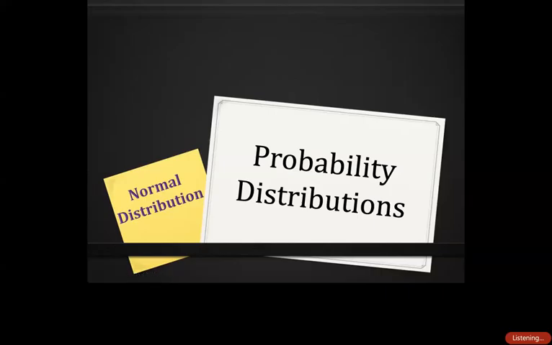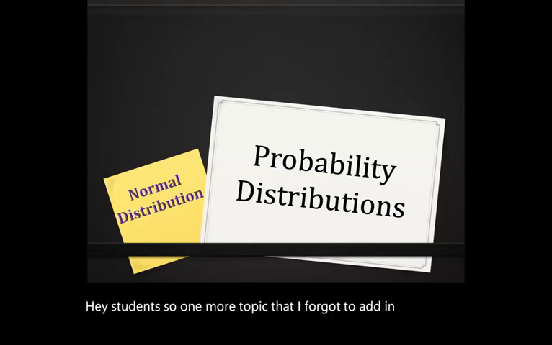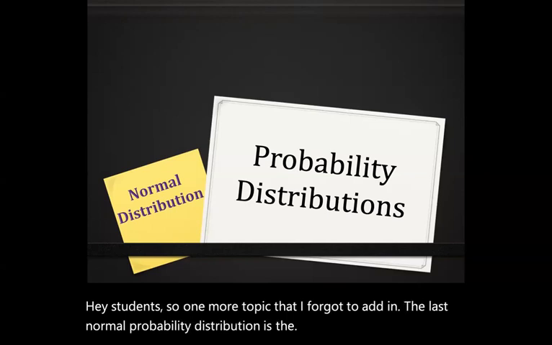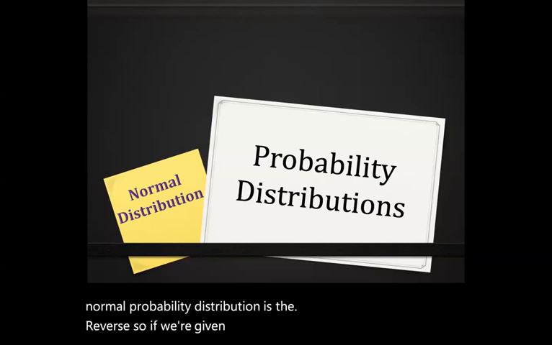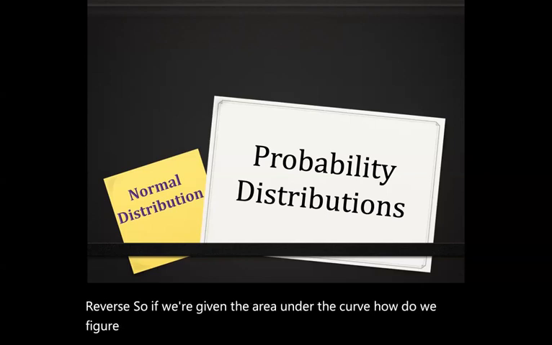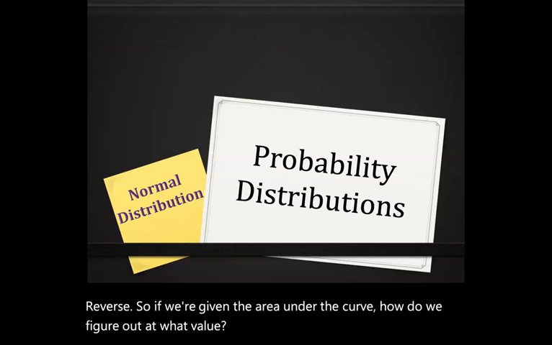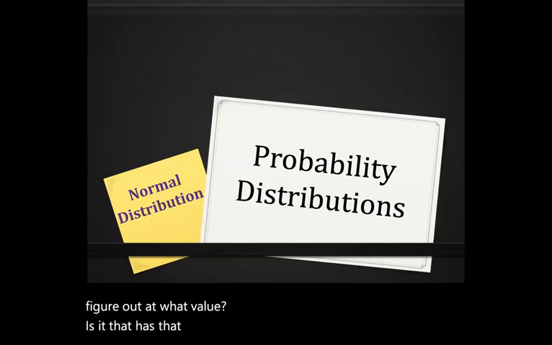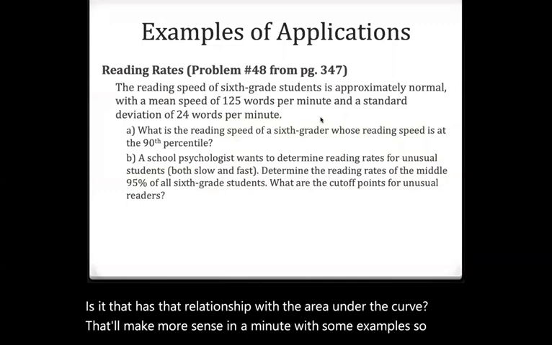Hey students, one more topic that I forgot to add in the last normal probability distribution video is the reverse. If we're given the area under the curve, how do we figure out at what value has that relationship with the area under the curve? That'll make more sense in a minute with some examples, so let's get started.